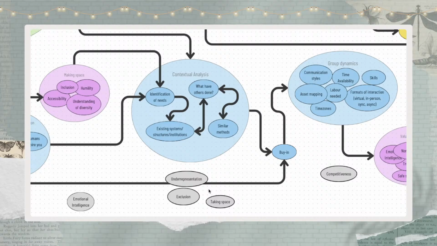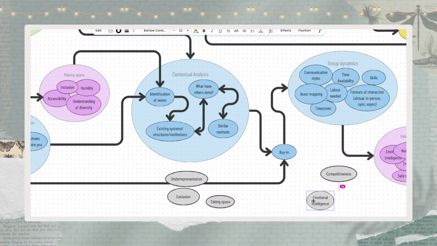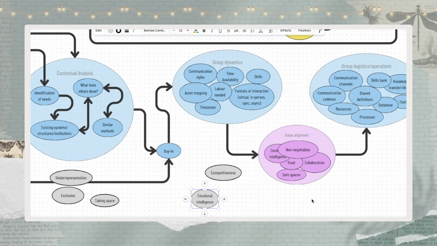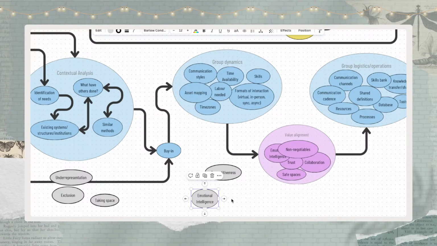And how about emotional intelligence? That's why it's floating over there. I don't know where to put it. Because it could also be part of the group dynamics. Yeah, or even perhaps the group. Yeah. Or even like value alignment. But yeah, maybe group dynamics.